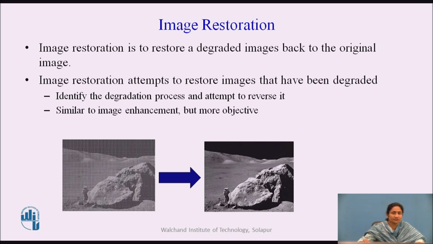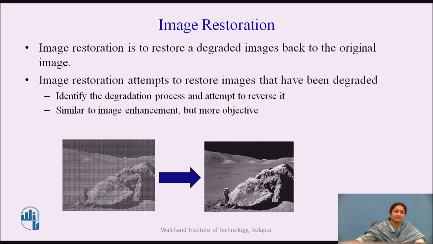For image restoration attempts, the restored image has been degraded. For this, we have to identify the degradation process and attempt to revert or inverse it. It is similar to image enhancement, meaning improving the quality of the image, but it is more subjective. Why is it subjective? Because it uses different mathematical models as well as probabilistic models.